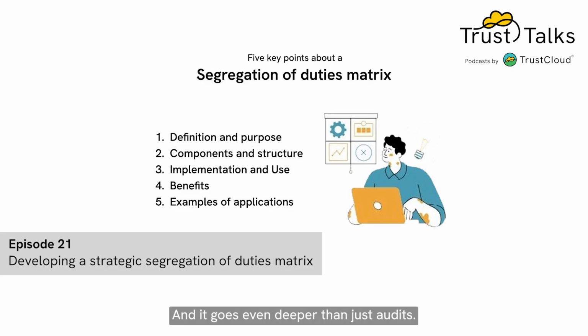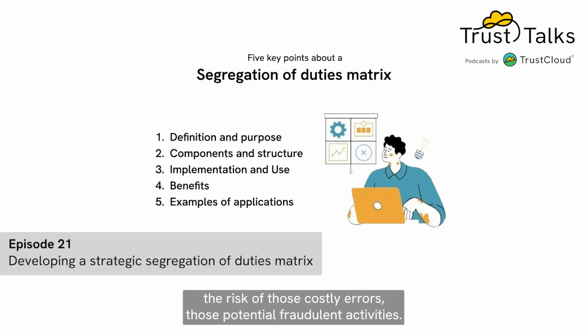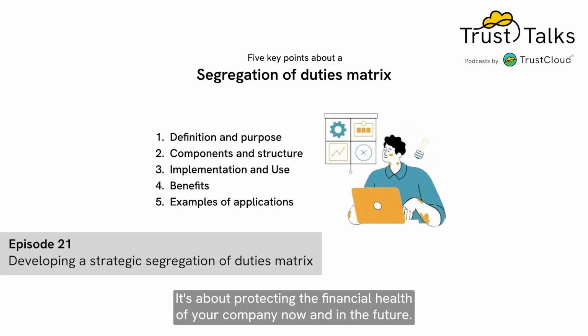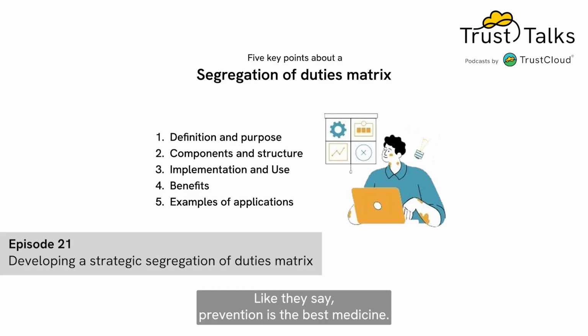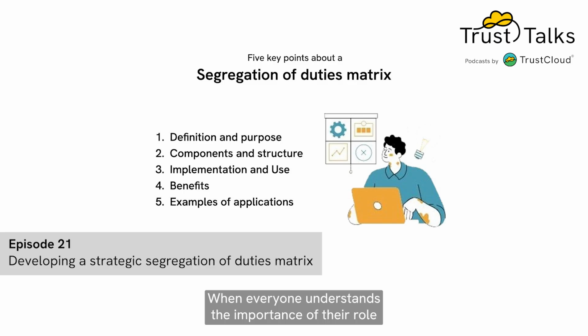Absolutely. And it goes even deeper than just audits. Because when you've got this strong SOD framework, you're dramatically reducing the risk of those costly errors, those potential fraudulent activities. So you're safeguarding your bottom line. Exactly. It's about protecting the financial health of your company now and in the future. Like they say, prevention is the best medicine. Couldn't agree more. And beyond the dollars and cents, it really fosters this culture of accountability, transparency. Yeah, everyone's on the same page. Exactly. When everyone understands the importance of their role in safeguarding the company's financial well-being, it builds trust. It builds a sense of shared responsibility.